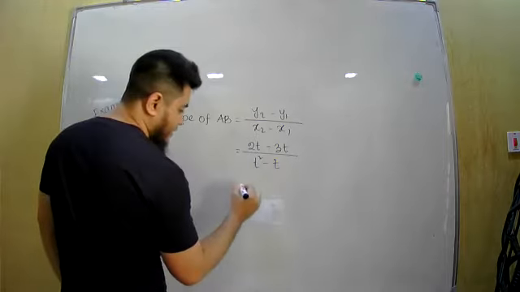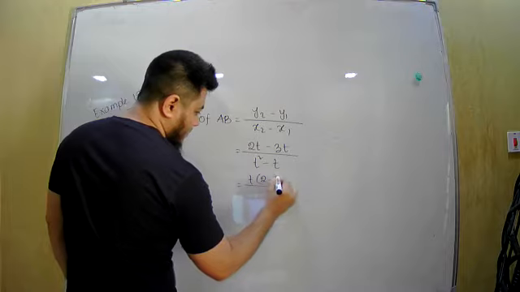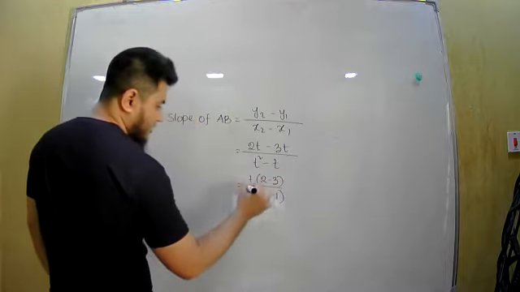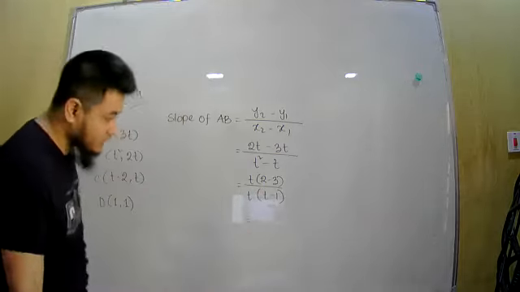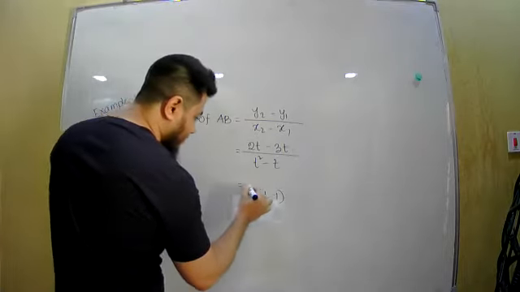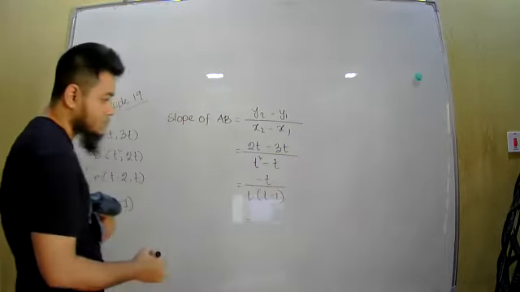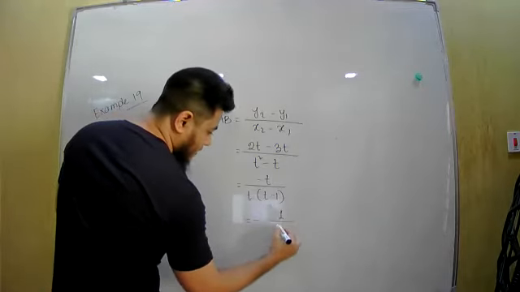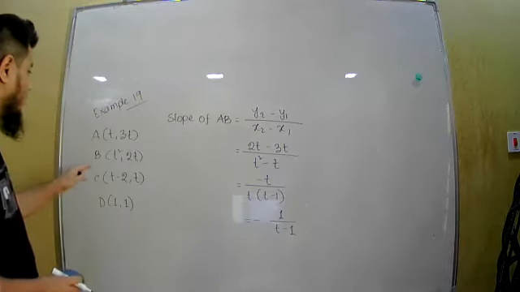So we can take t common from here, minus 3, if I take t common it will be t minus 1. So t and t, if I cancel, then oh, actually we do not need to take t common from here, it comes very simply: 2t minus 3t will be minus t. Then t and t cancel, so it will be minus 1 by t minus 1. So this is the slope of AB.